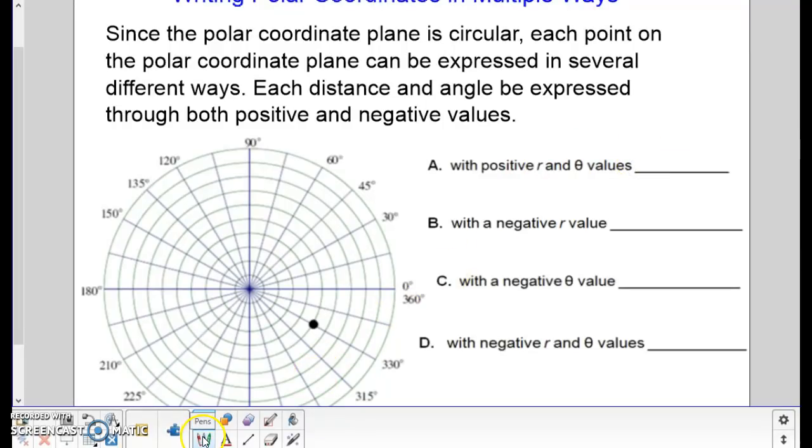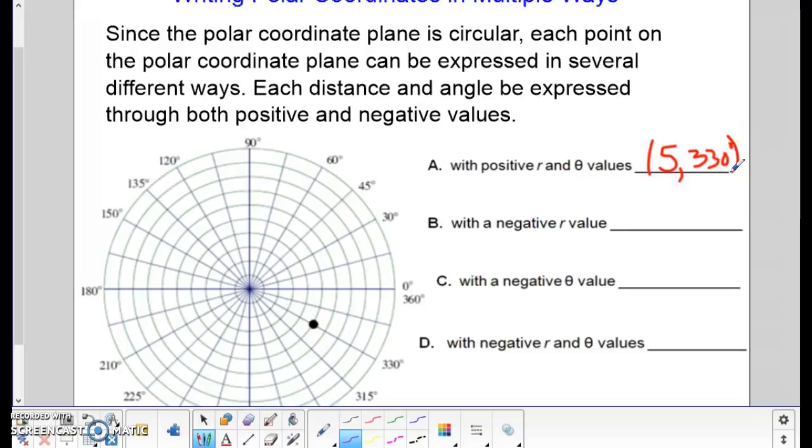If I do a positive r and positive theta, looking at this, it's out 1, 2, 3, 4, 5. Your coordinates are still in parentheses, just like xy coordinates. So our radius is 5, and our angle is 330 degrees.